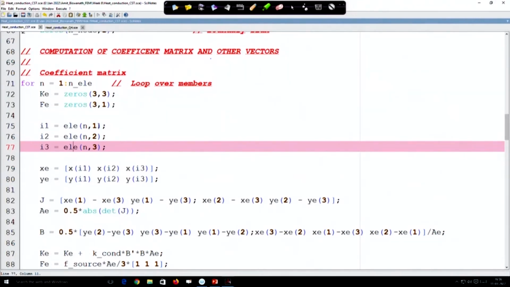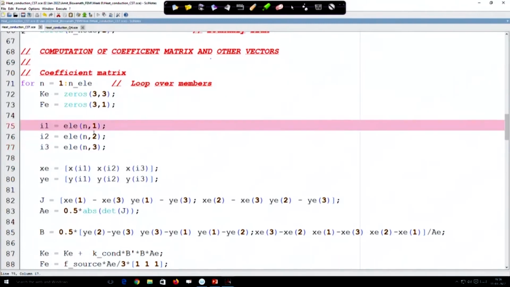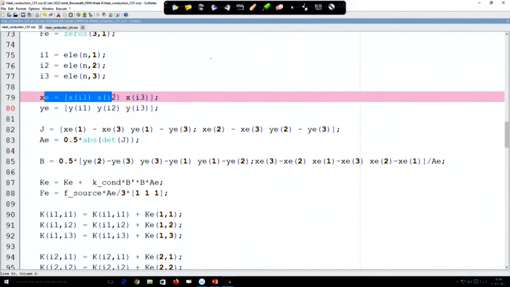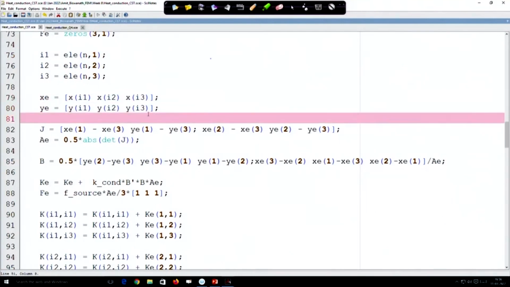Okay, the local node number, the element level node number, is always 1, 2, 3, but the global node numbers are I1, I2, I3, which are stored in the element array ELE. ELE is an array which stores the connectivity information of all the elements. The ith entry of this array will give you the global node numbers of the nodes of that particular element. So x and y are the coordinates of those 3 nodes.